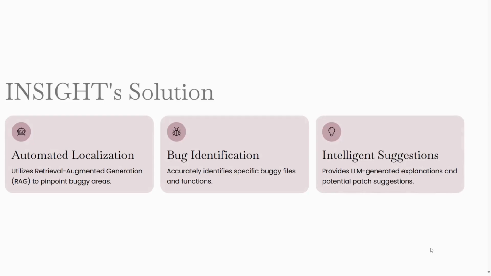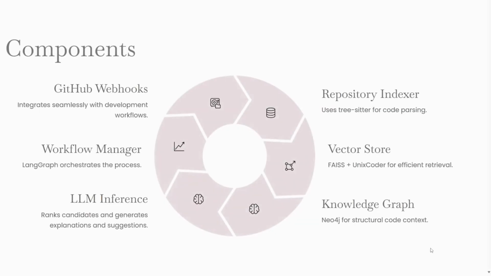Insight reads an issue, understands it in natural language, and semantically searches the repository to find likely buggy files and code entities. It then uses an LLM to explain why the locations are suspicious and what kind of change might fix them. Insight listens to GitHub webhooks, indexes the code with Tree-sitter, and stores embeddings in a FAISS vector store.